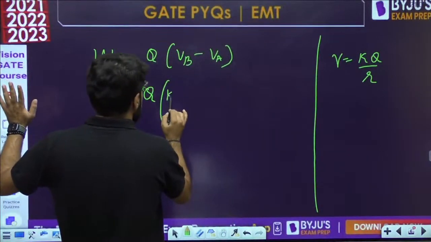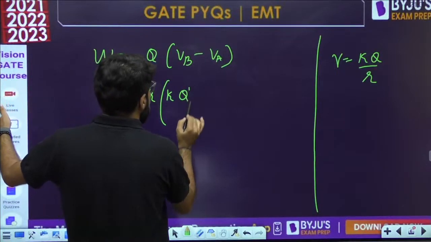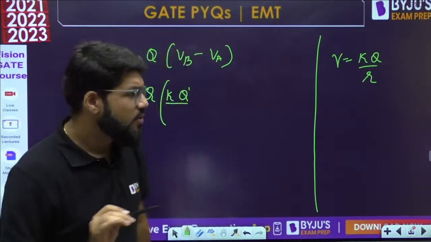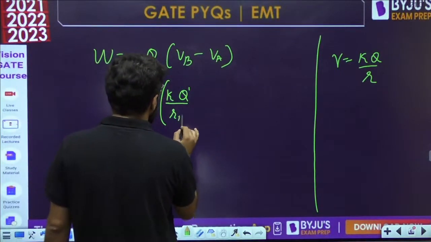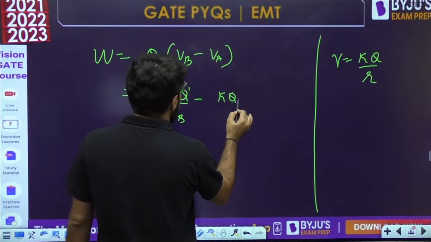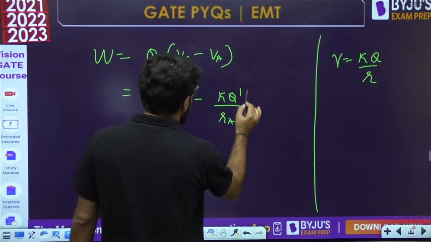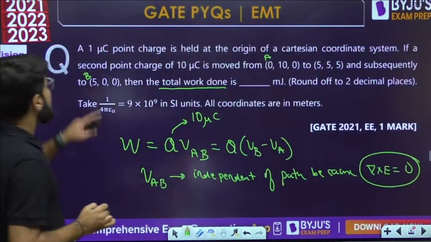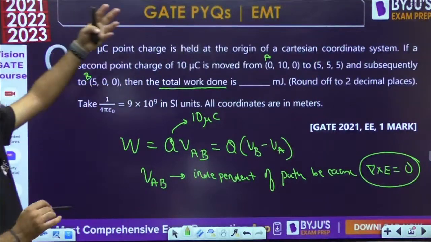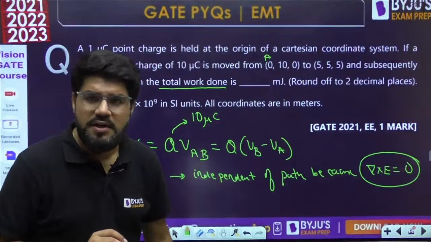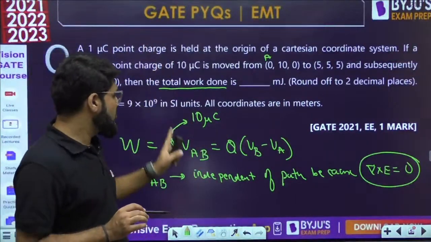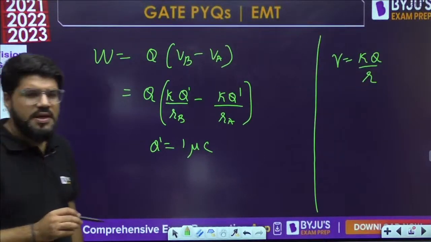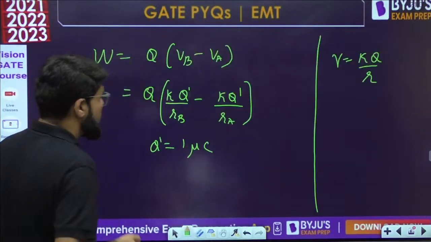So be very careful here. It is K into Q dash divided by RB, minus K Q dash divided by RA. Now Q dash is the source charge. Q dash will be 1 microcoulomb because that is the point charge held at the origin and producing the field at the other points. We are calculating the work done in moving a particular charge, that is the 10 microcoulomb. It's a simple 1 mark question of 2021.